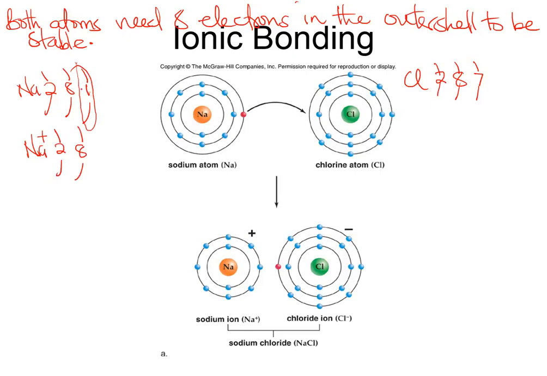Where does this electron go? Out here we have 7 electrons. For chlorine to be stable, it needs 1 more electron. So the electron will transfer from here all the way to here, so that we are going to have an excess of 1 electron for chlorine.